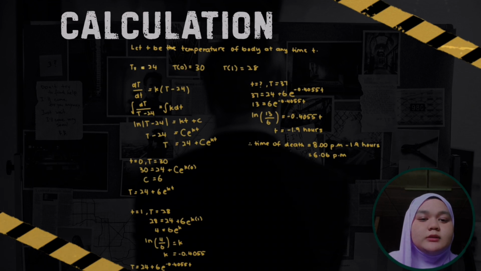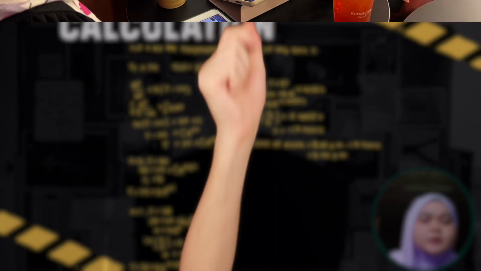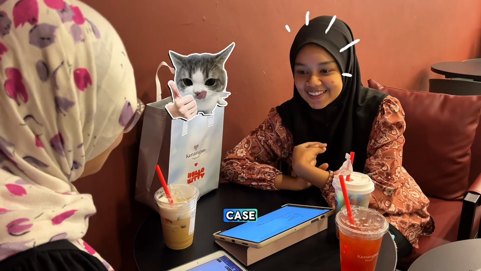Next, we find the value of k. We substitute the t and the temperature. Then we get T equal to 24 plus 6 e power of negative 0.4055t. Next, we find the time of death. We substitute the normal human temperature, which is 37 degrees Celsius. We get t equal to negative 1.9 hours. So, time of death is 8 p.m. minus 1.9 hours. We get 6 p.m. Nice, we solved the case.